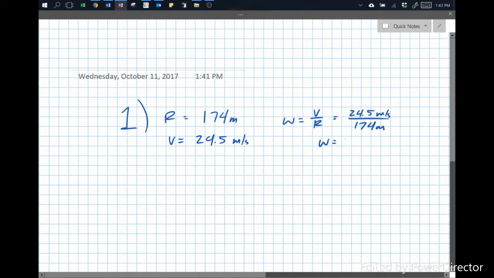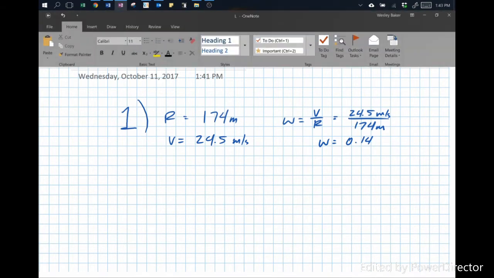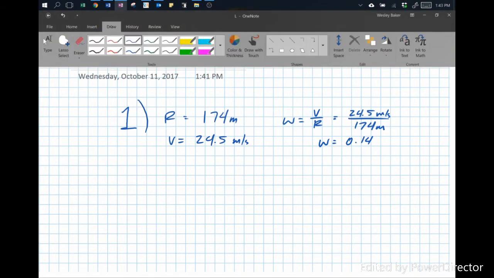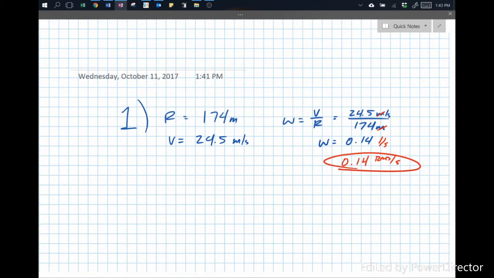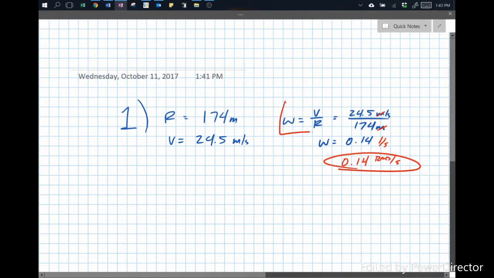So when we do that, that comes out to be 0.14. And then the units on that, which is where some of us were messing up, are not revolutions per second, right? The meters cross out, and what I'm left with is 1 over seconds. What did we say that 1 over seconds was? Radians per second. Radians aren't a real unit, they're just a placeholder. So getting 0.14 is in radians per second. All we have to do is divide those two things. If we do this definition, it's going to give us radians per second.